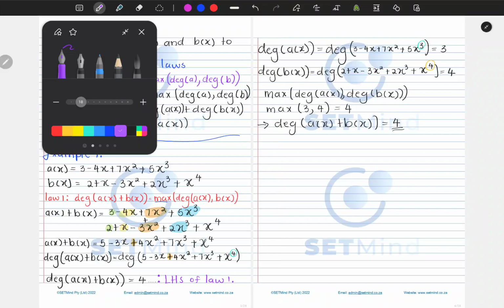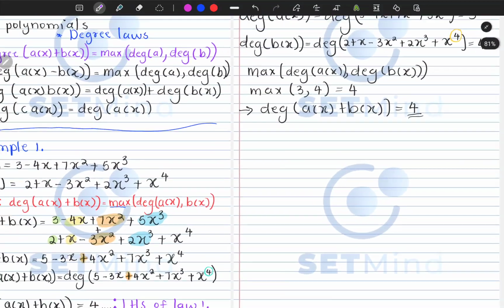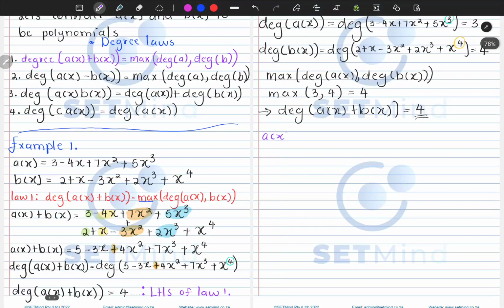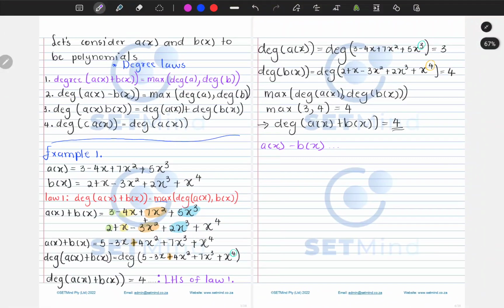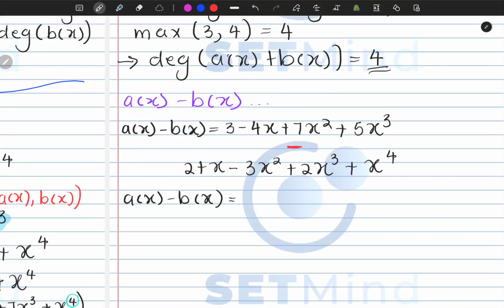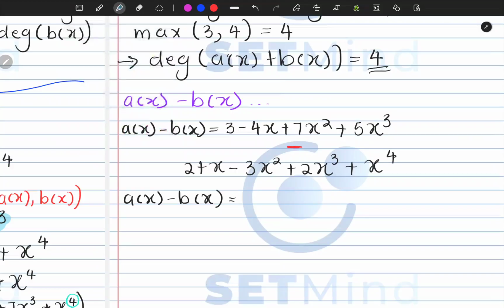If you go and do a of x minus b of x, you will get the same answer. So if you do a of x minus b of x, you will get the same answer. So let's quickly do that. So we'll quickly work this out as we did last time. So we have our a of x minus b of x.